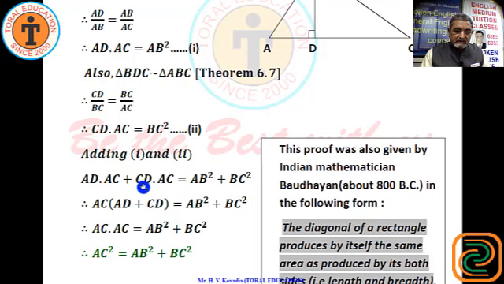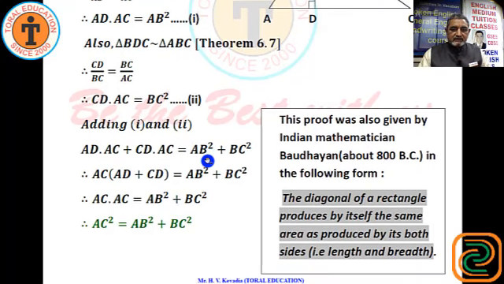Here, AB square plus BC square. We can take AC as common. So we have taken AC common. So AD plus CD equals AB square plus BC square. Look, AD plus CD equals AC. Is that so? Yes. Then AD plus CD we can take as AC. So AC into AC equals AB square plus BC square, and AC into AC means AC square equals AB square plus BC square.